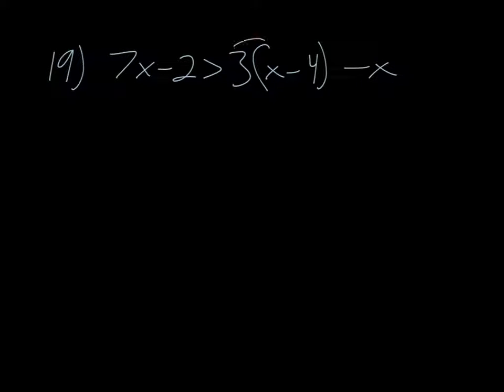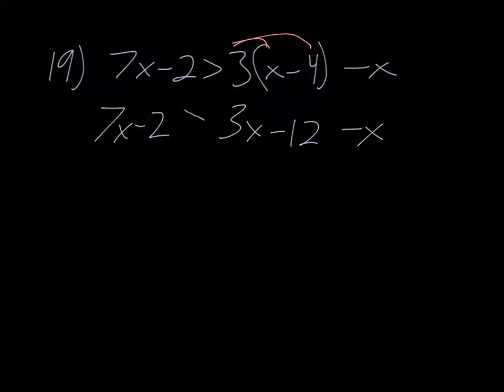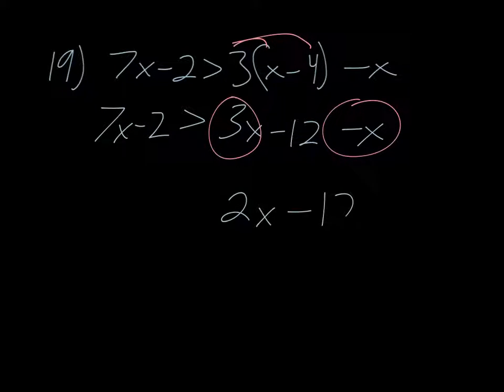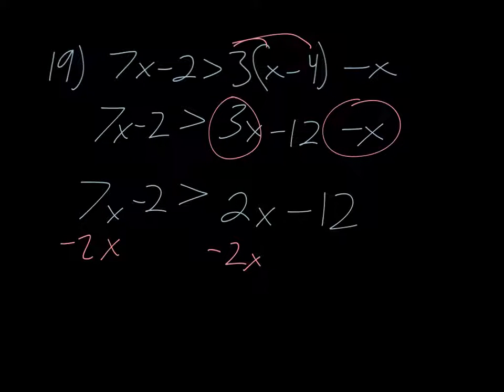Alright, another inequality. I'm going to start with the distributive property. It gives me 3x minus 12, and then minus x. Bring down everything else. We have like terms over here. This and this go together to make a 2x. 3x minus x is 2x. Bring down the minus 12. Now I've got x's on both sides, so I'm going to minus 2x on both sides. Gives me 5x minus 2 is greater than or equal to negative 12.